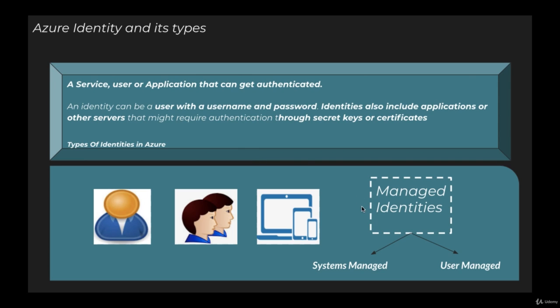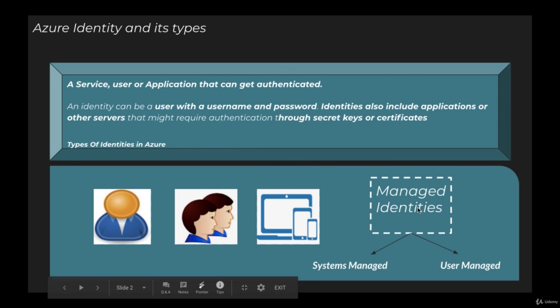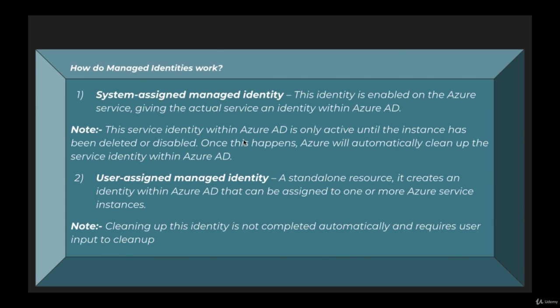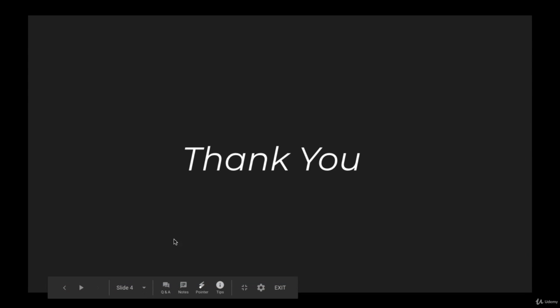So this is it, friends. In this lecture we discussed what identity is, what the types are, and then the managed identities, system and user managed. System managed is automatically created, and user managed is created by you and assigned to a particular service. The difference between the two is related to the life cycle when you delete a particular identity.